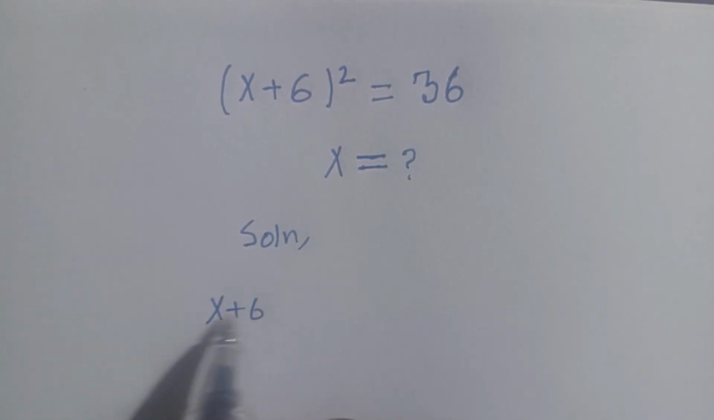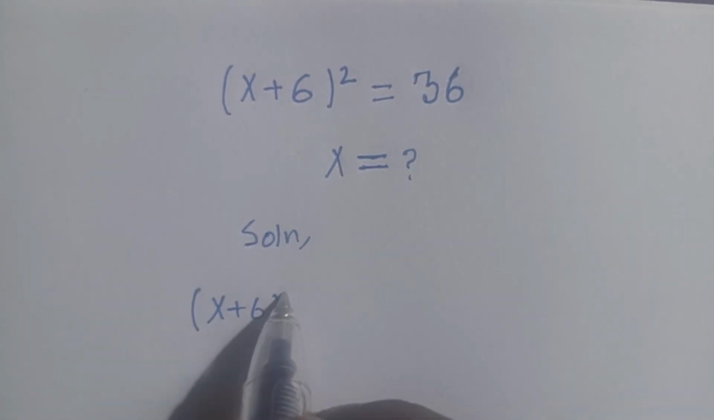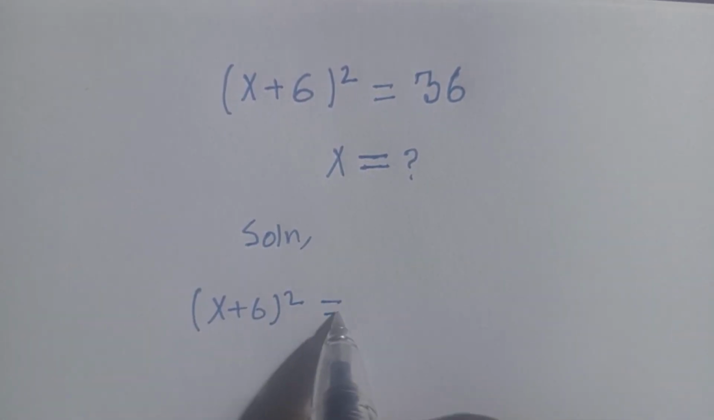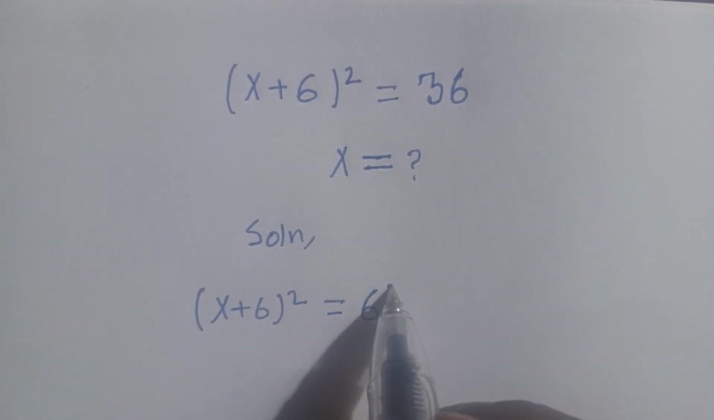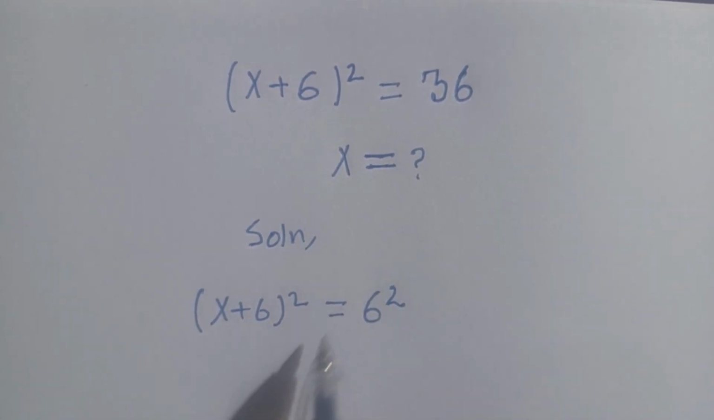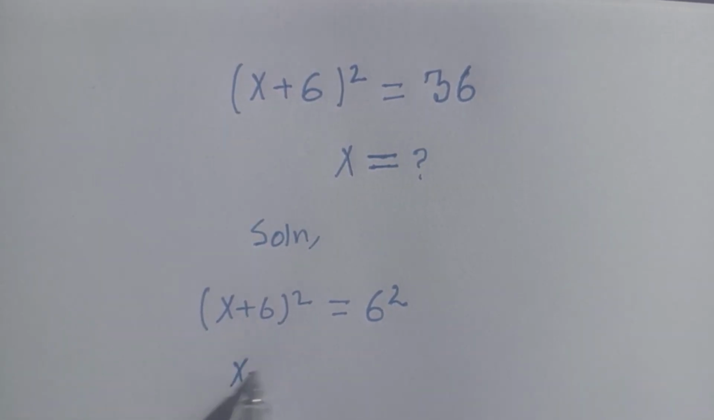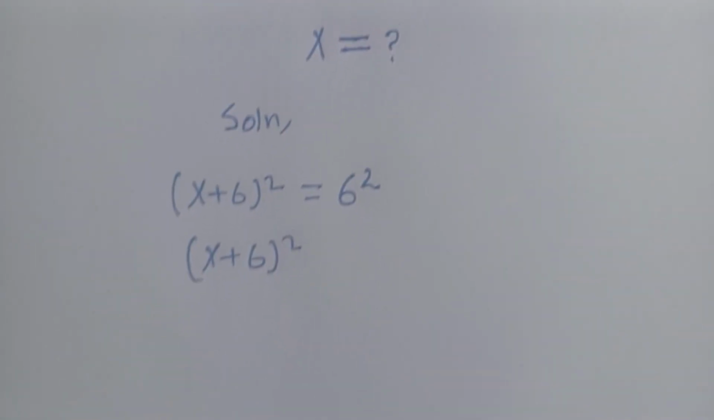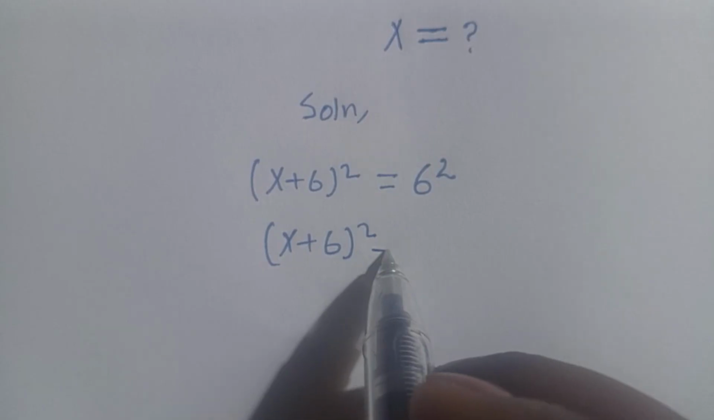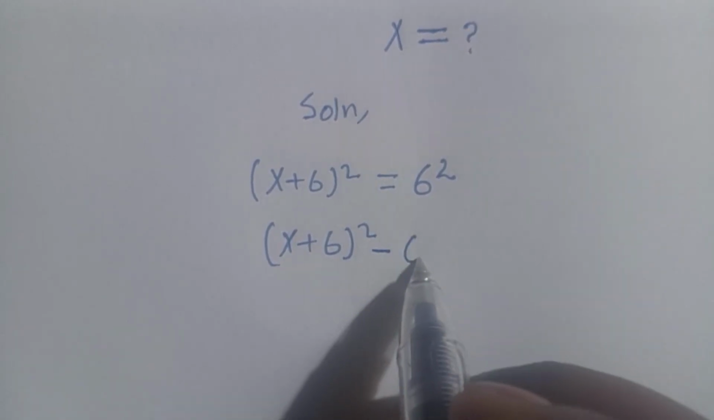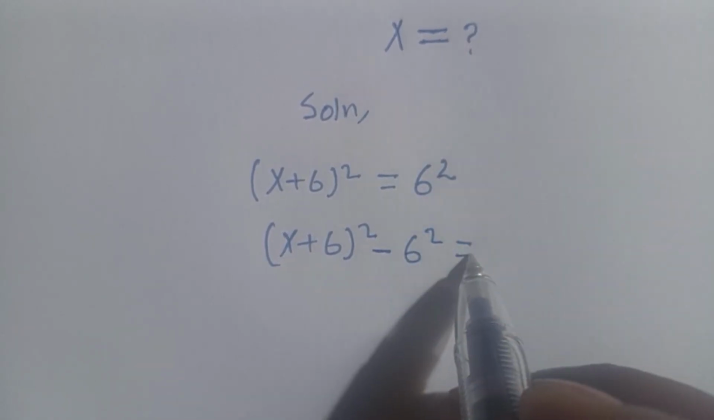(x + 6)^2 = 36 gives 6^2. (x + 6)^2, 6^2, shift to the left side: (x + 6)^2 - 6^2 = 0.